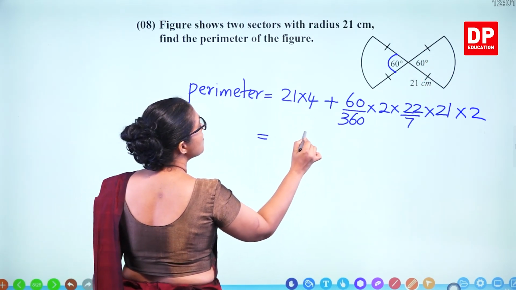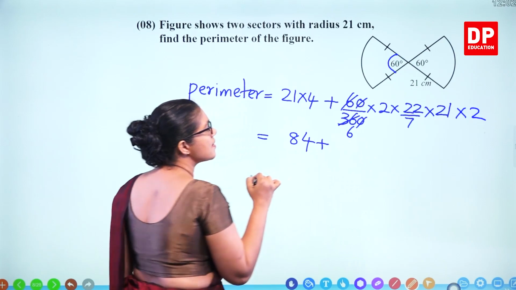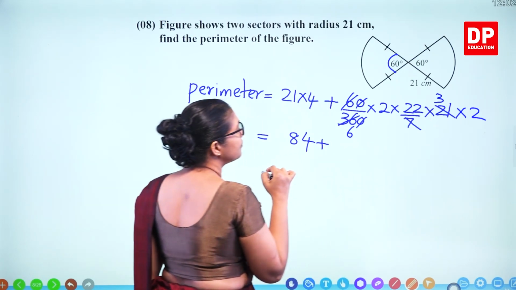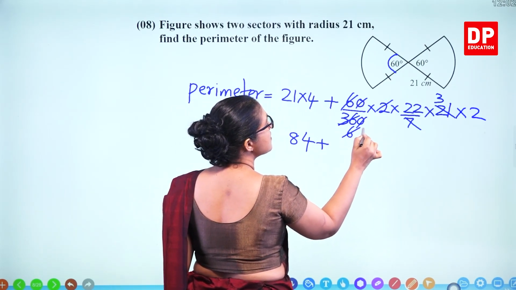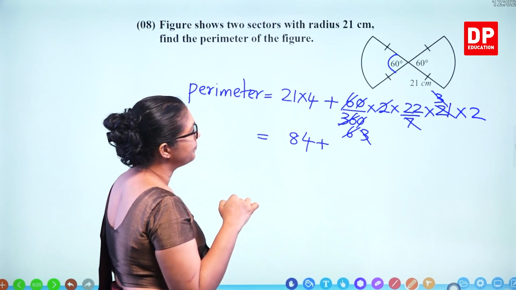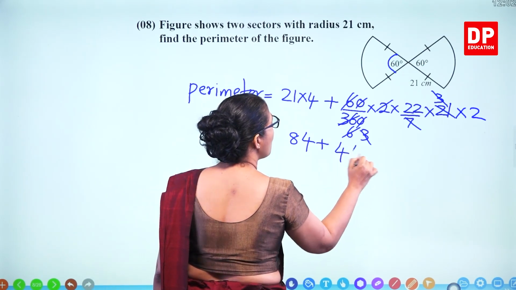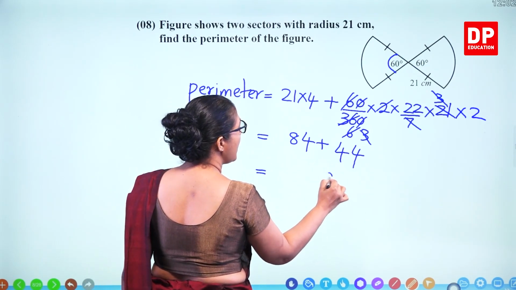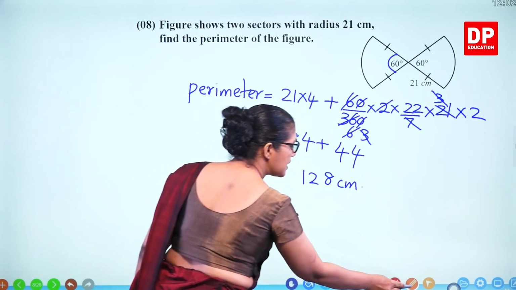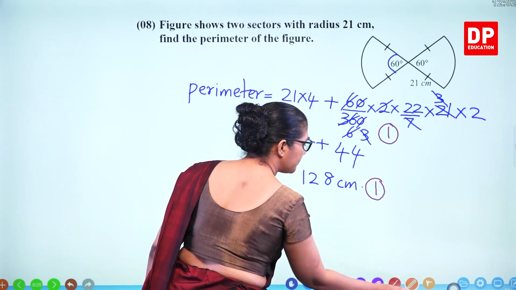Now simplify. 4 times 1, 4. 4 times 2, 8. This one, 6 times 6 is 36, 7 times 3. 2 and this 6, that's 3. This 3 again cancels out with this 3. What else? You have only 22 times 2. That's 44. So what's the perimeter? 4 and 4, 8. 8 plus 4, 12. 128 centimeters. So 1 mark here and 1 mark for the method.